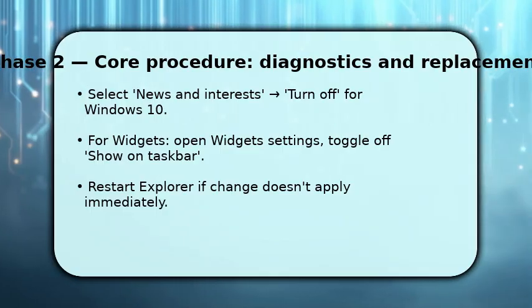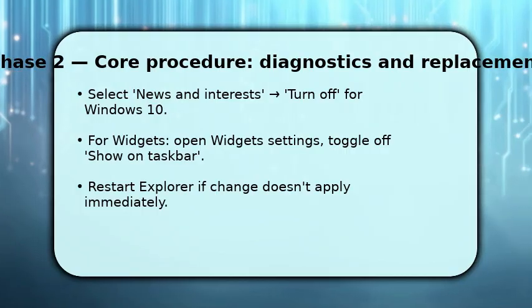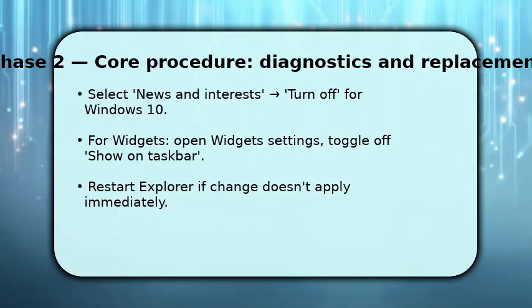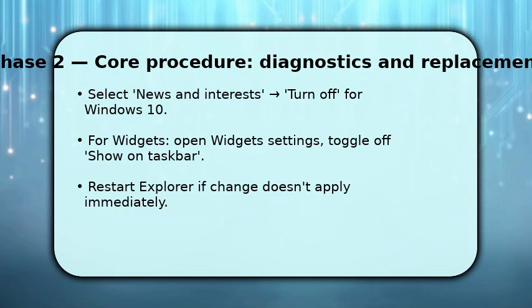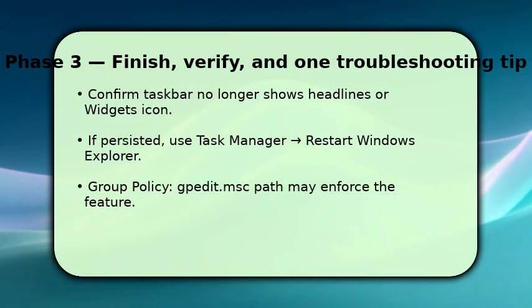If the option is grayed out, check Group Policy or System Updates. Meanwhile, restart Windows Explorer to force the UI to refresh so the taskbar no longer shows the feed. Finally, verify the taskbar no longer displays news or the widget's icon. You should see a clean taskbar.